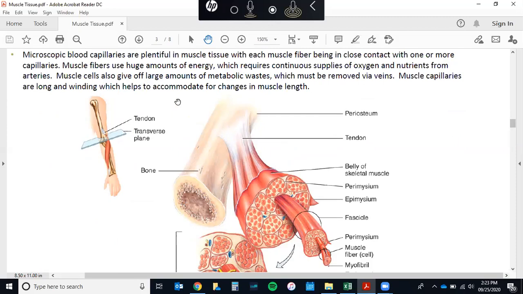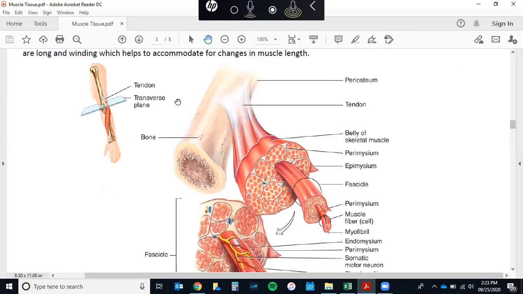And since our muscles change shape so much, muscle capillaries must be long and winding to help accommodate for these changes in muscle length and shape.